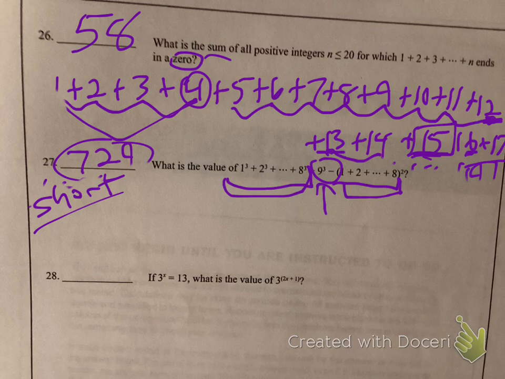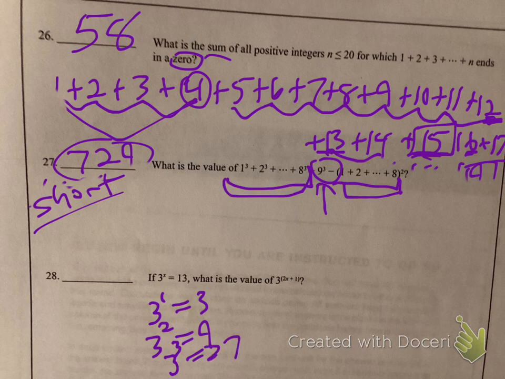super cool. Normally you would think you would do logarithms, but check this out. On number 28, if 3 to the x equals 13, and think of it like this, 3 to the first is 3, 3 to the second is 9, 3 to the third is 27. So it doesn't come out evenly, does it? It's going to be 2 point something.